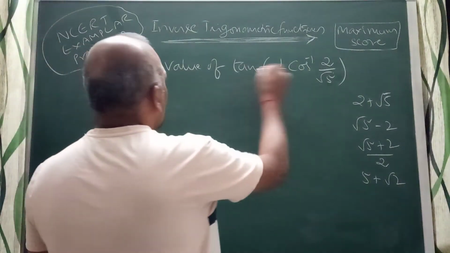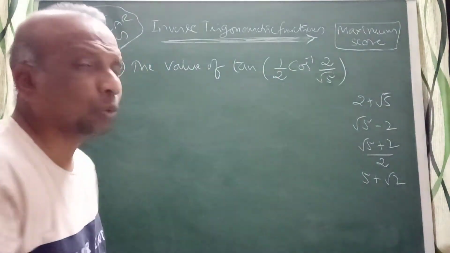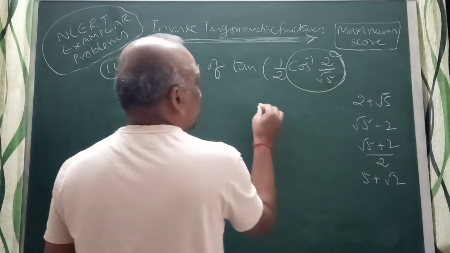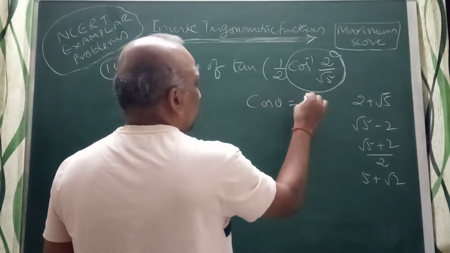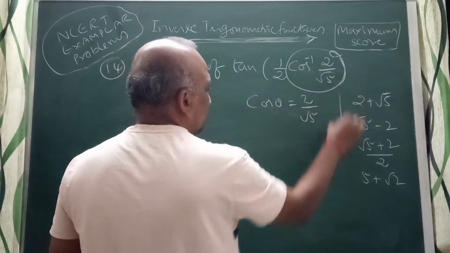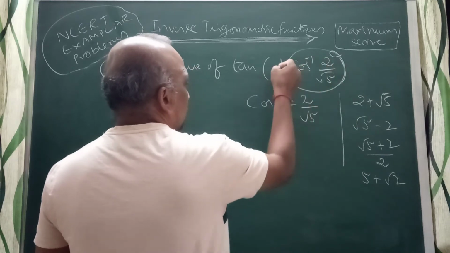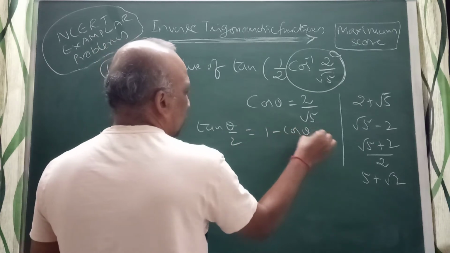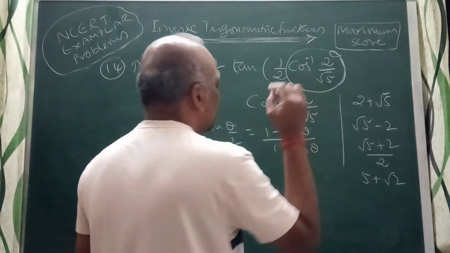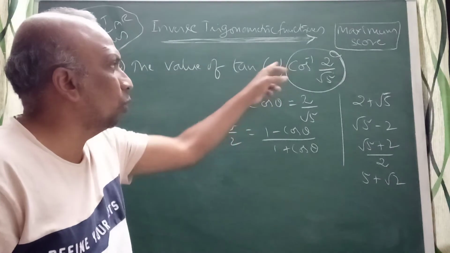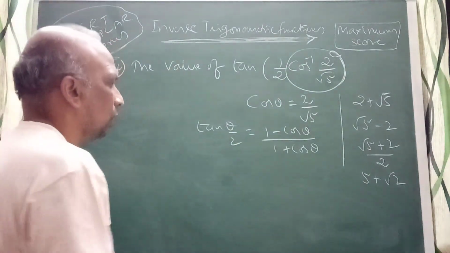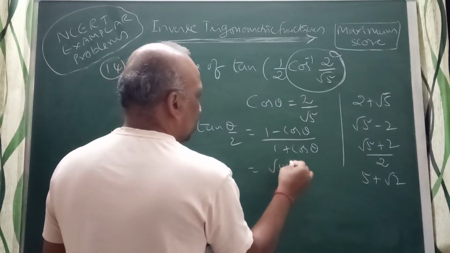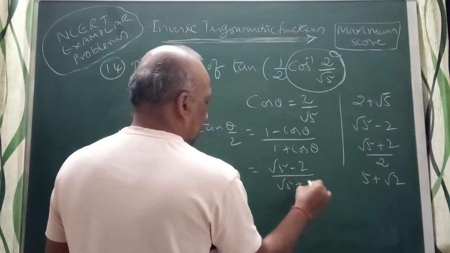They are given this one, the value of tan of 1 by 2 cos inverse of 2 by root 5. You take this one as equal to theta. If you take this as equal to theta, you will get cos theta is equal to 2 by root 5, right? So tan theta by 2 is required. That is root of 1 minus cos theta by 1 plus cos theta, right? Substitute here 2 by root 5. It will come root 5 minus 2 by root 5 plus 2, right?